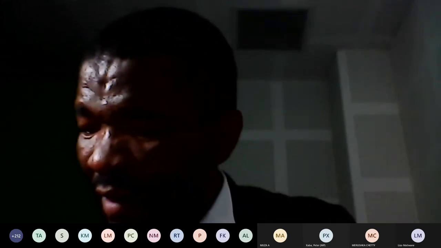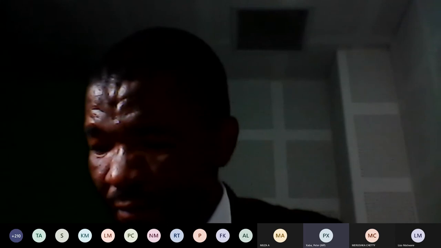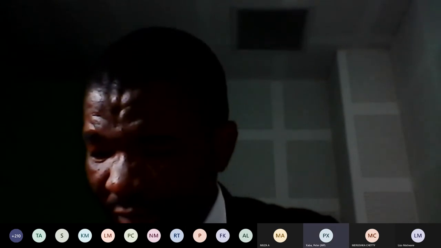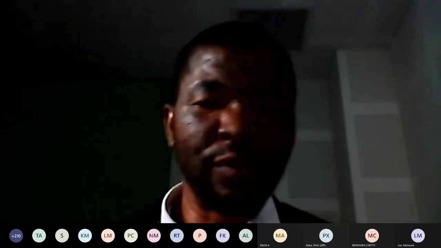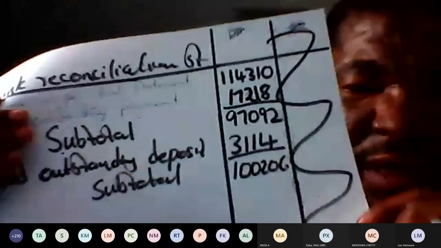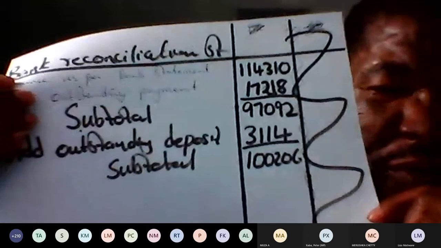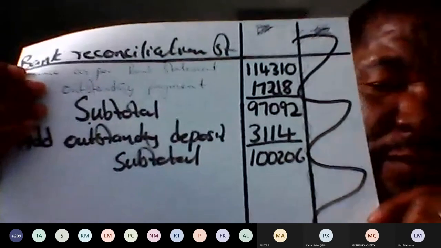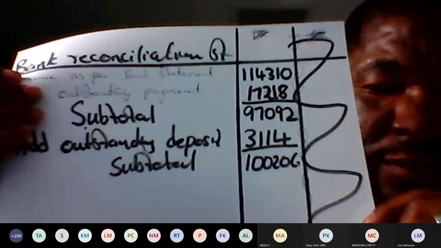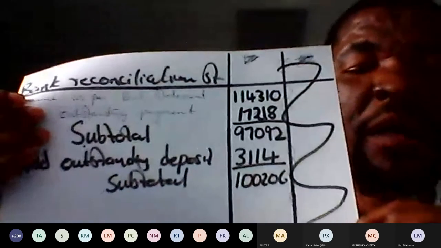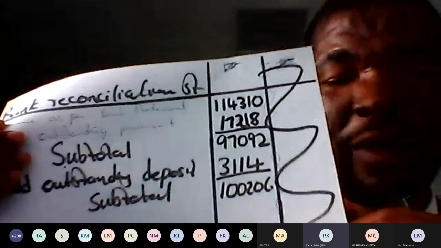And then you say 97092 plus 3114. How much do you get? 100206. That's your subtotal again. That's how you are going to record each one. Each time you add an amount, you have to put a total. Every time you record the amount, then put the subtotal of that. Whether you add or do less, record the subtotal.